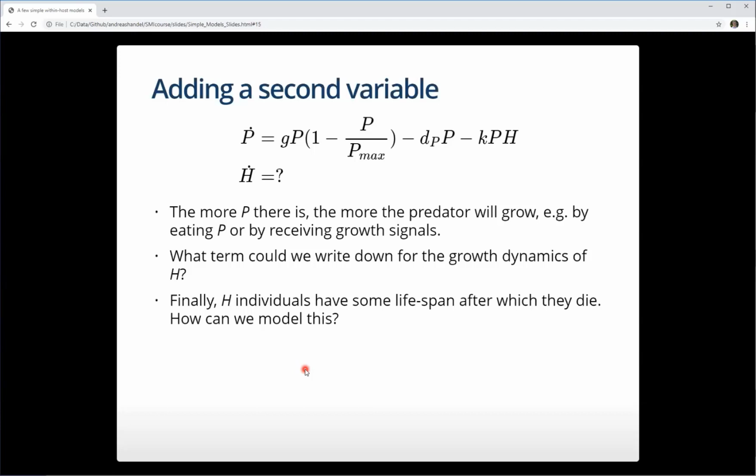Now, of course, we need to let H give its own dynamics. So we probably need to let H grow, and we need to let it die.